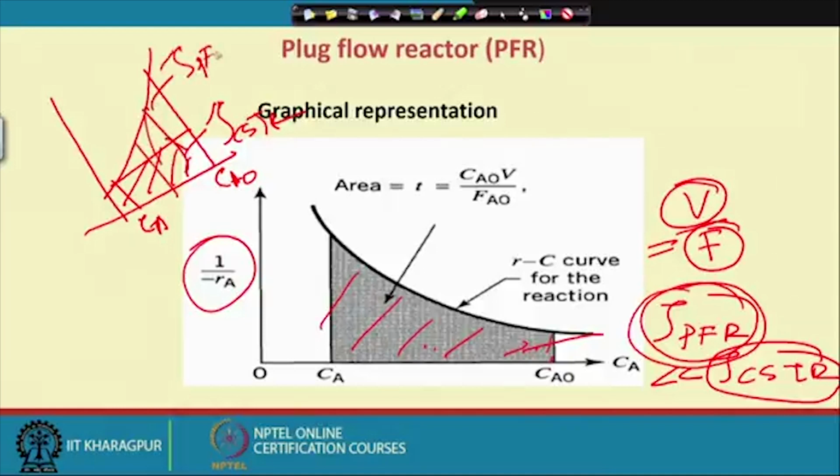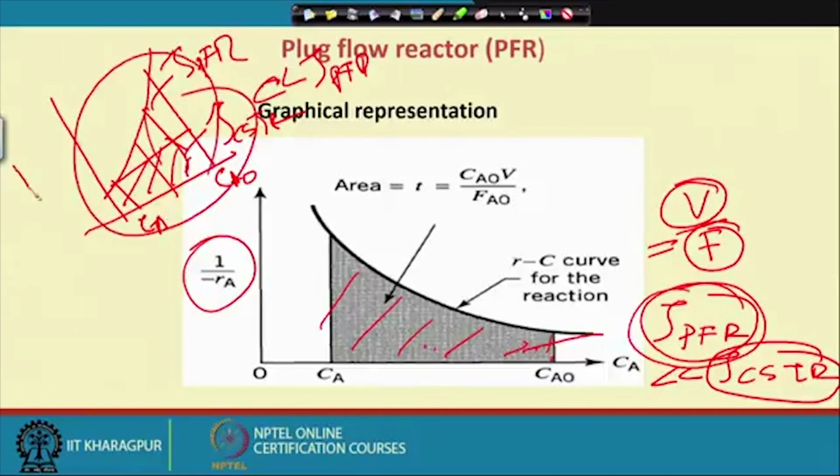Now this is much less than tau plug flow reactor. So, in that particular case, if you have a correlation like this, minus R A by the C A 0, then our choice will be tau CSTR.